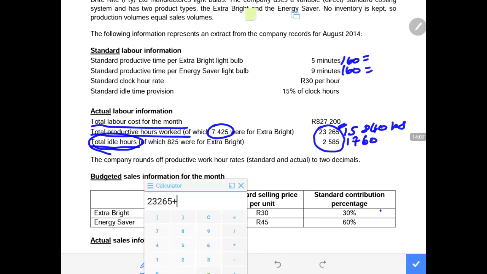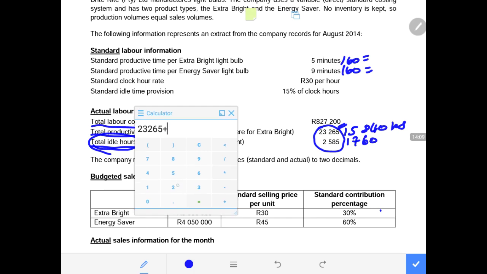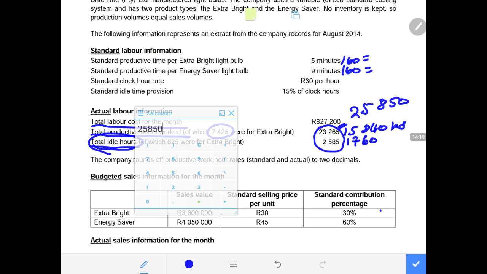So now with that, let me add the two and say plus 2,585, and this gives a total of 25,850, the total hours. Let me just recalculate that. 23,265 plus 2,585. This is 25,850. This is the total hours.